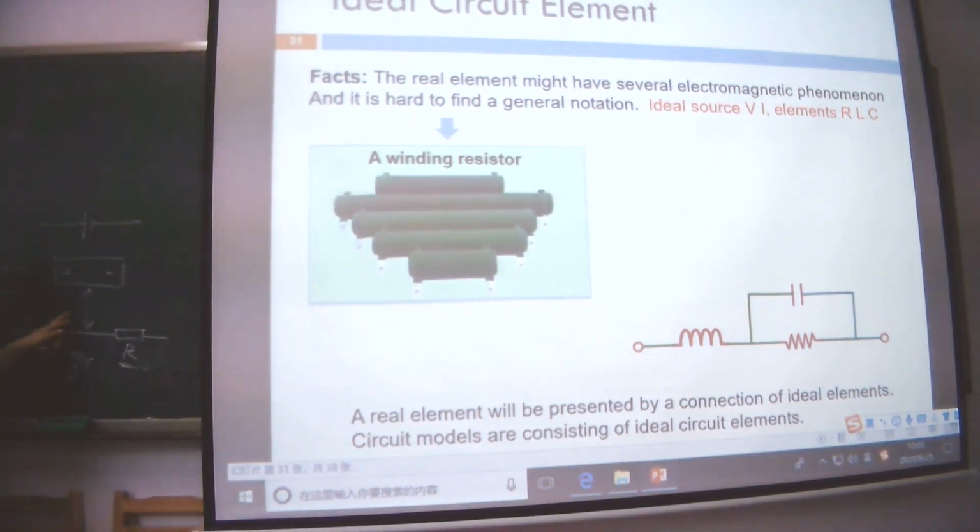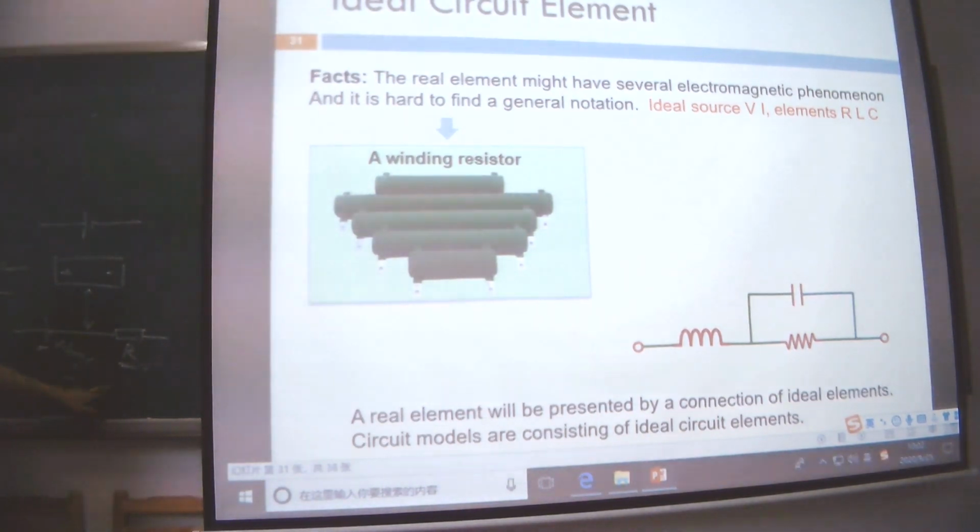That means for one element, it might have different circuit models. If we change the situation, the model might change. Understand? If we change the temperature, the model changes. If we change the pressure, the model changes as well. So the circuit model is the model for the real one in some special situation.